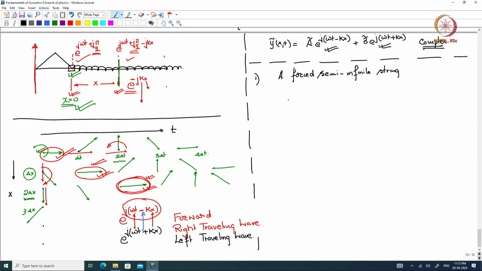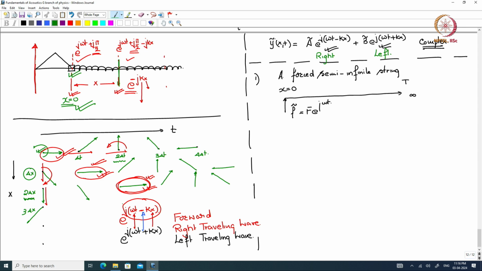So we have a semi infinite string, that means it extends from x equal to 0 to infinity, it is under tension T, okay, and this point is x equal to 0 and there is an applied force F tilde which is of the form F e to the power j omega t, okay. Now as I said before, this is a right travelling wave, and this is a left travelling wave.